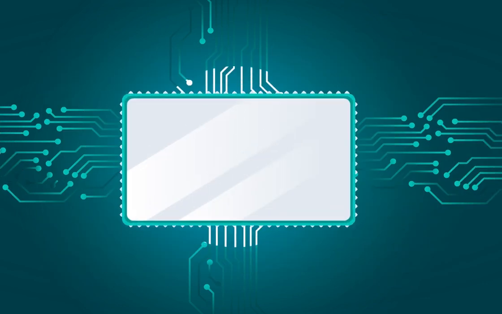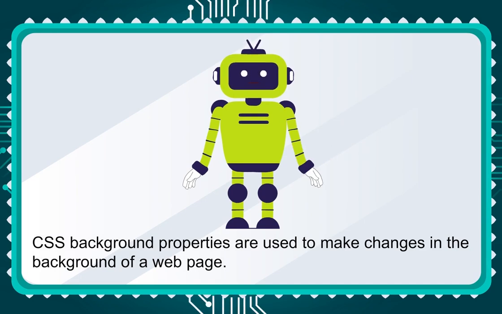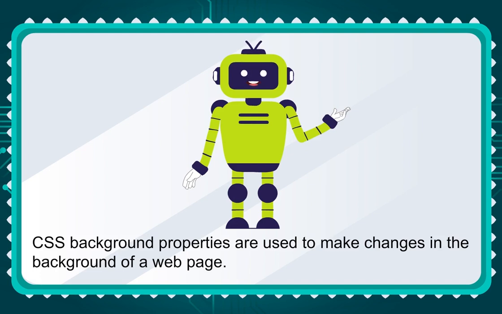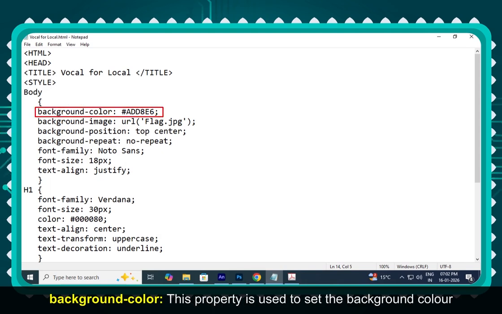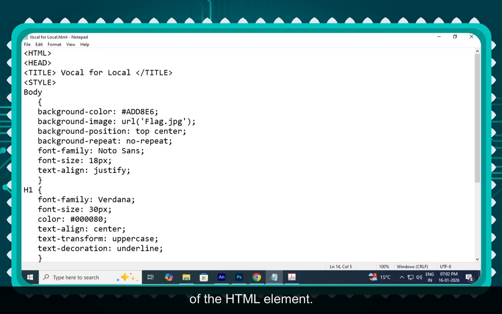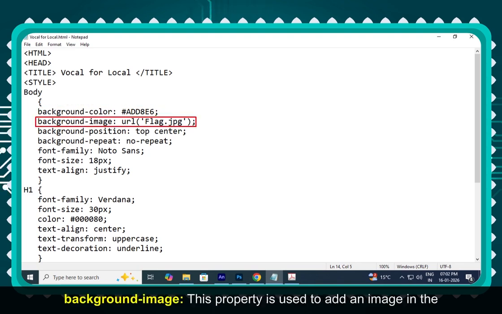Background properties. CSS background properties are used to make changes in the background of a web page. Some of the most commonly used CSS background properties are background color. This property is used to set the background color of the HTML element. Syntax: background color, color name, or hex color code.